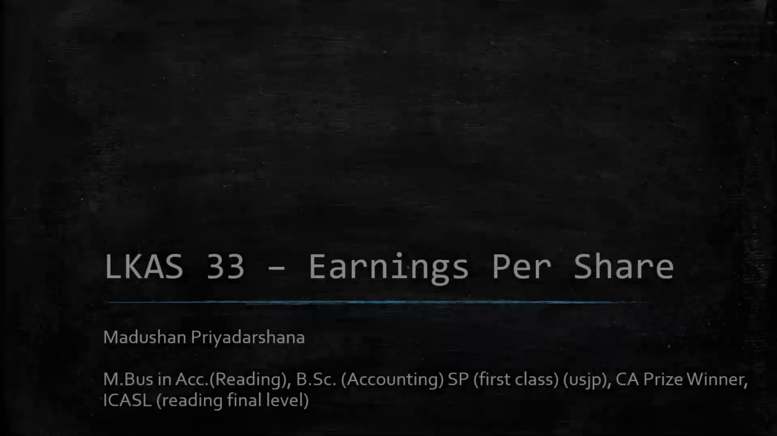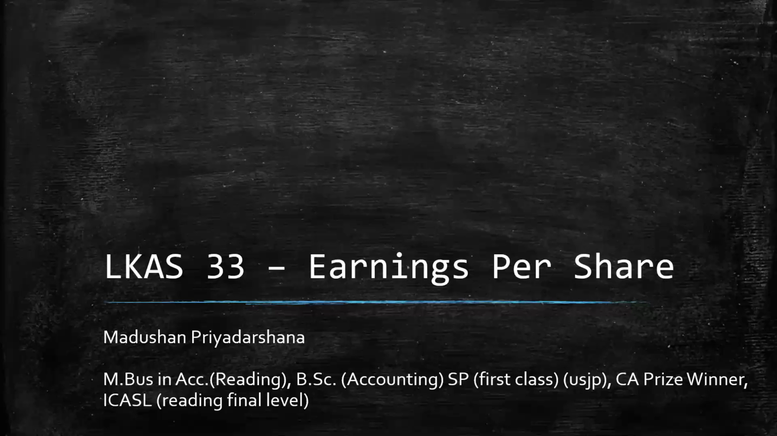Right. So since there were several disruptions for our earlier session, I will start from the beginning. LKAS 33, earnings per share. This earnings per share, EPS, is something you are very familiar with, right? When calculating financial ratios, this is also another ratio that you are computing, earnings per share. So how have you computed this one?